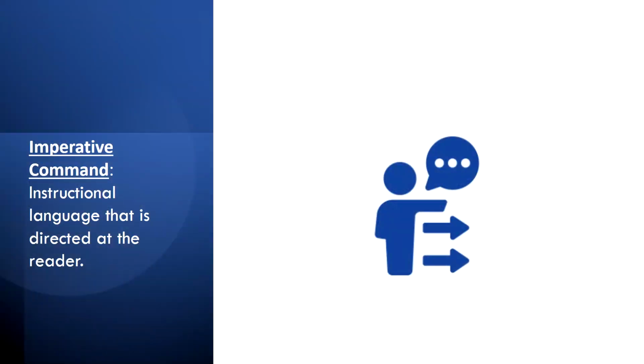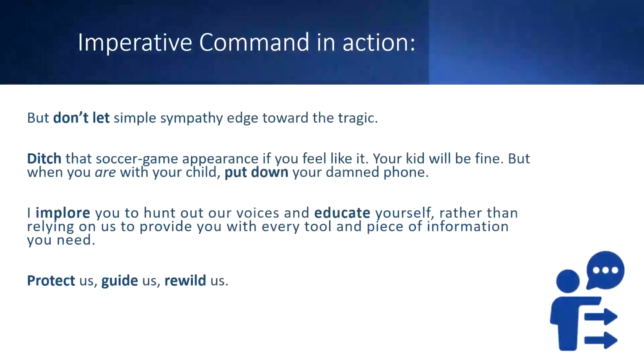Now, another really powerful technique that you need to have to hand is an imperative command. So an imperative is instructional language that's directed at the reader. It's basically when you are telling your reader, your audience, that they need to do something or not do something. So you're looking for the verbs that give that imperative command. So in these examples, the first one: but don't let simple sympathy edge toward the tragic. So we've got don't let, so telling the reader, controlling the reader's response, if you like.